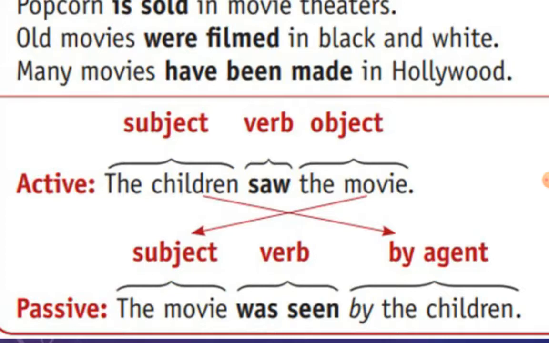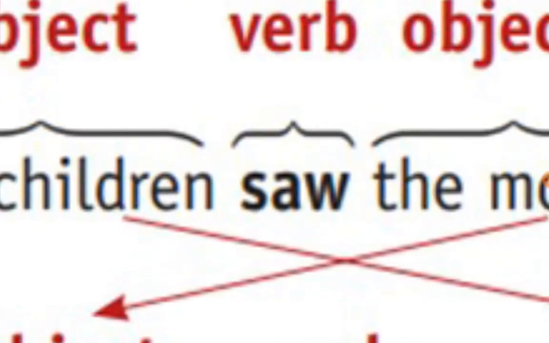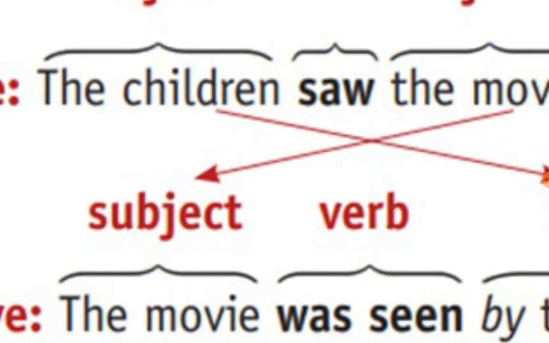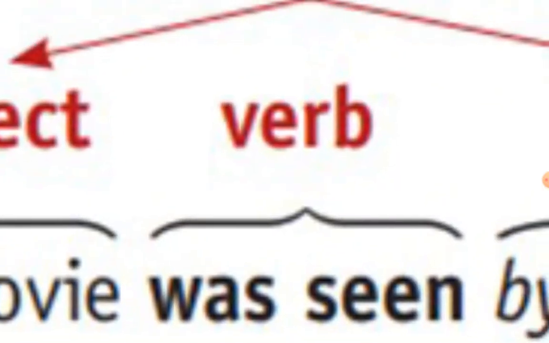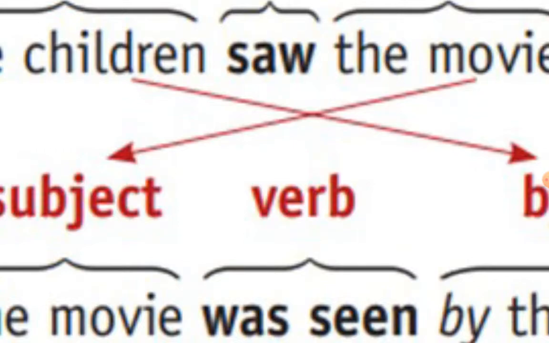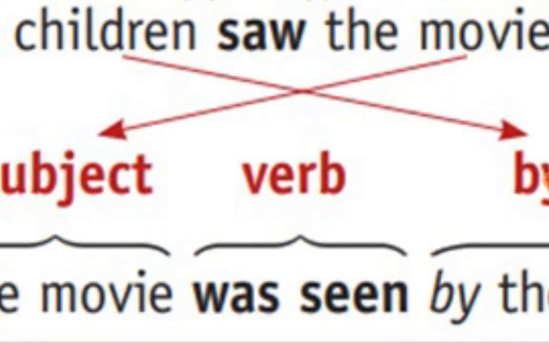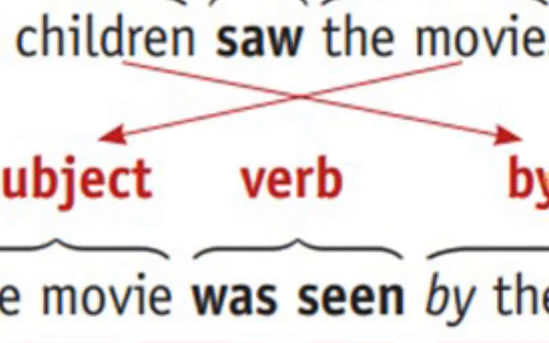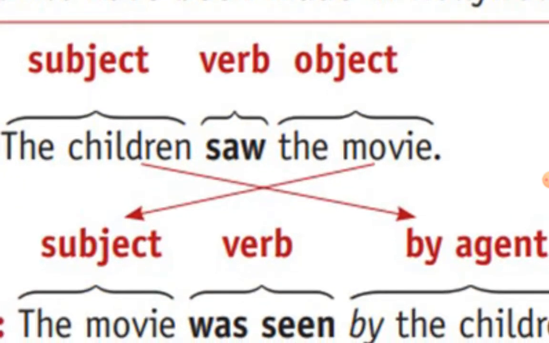So the movie. After the subject, we need to add the verb to be. Okay, but the verb to be is going to be in the tense of the main sentence. In the active sentence, if you see, we have saw. This saw is past. So that's why the verb to be is going to be in past. There you have was. And the past participle for the main verb, that is see, in this case, the past participle is seen. The children who were the subject now become the agent.